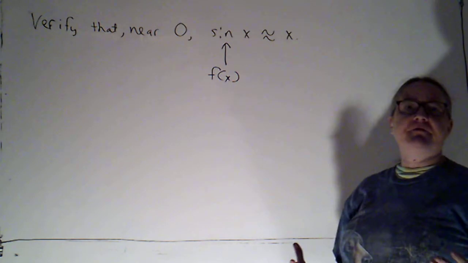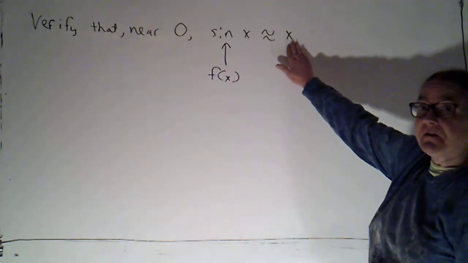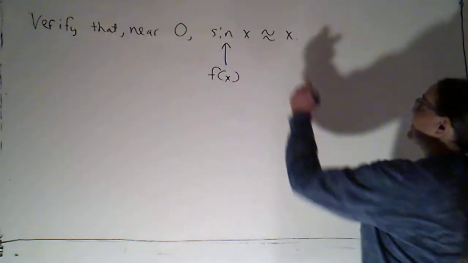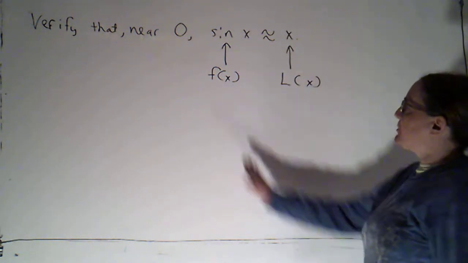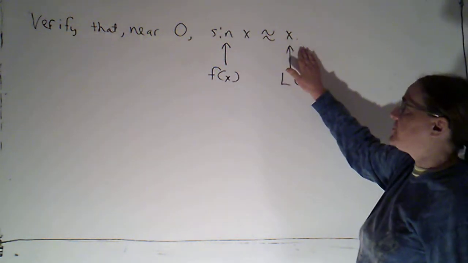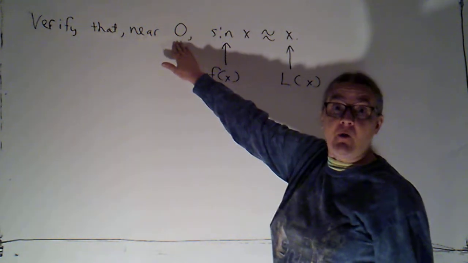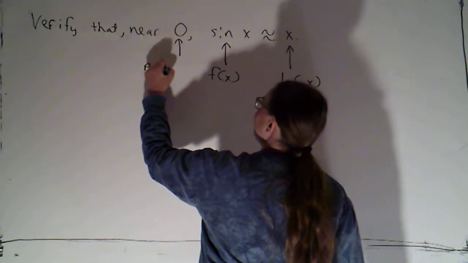That's a function that curves. I know that's a sine wave. This is also a formula for a function, but this is a linear function. So we're saying a function that curves is approximately a linear function. Near a point. That's going to be my point of tangency.